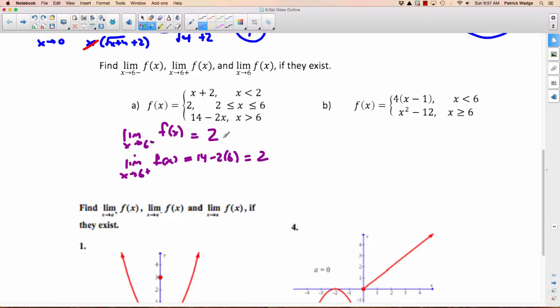Hey, look, they're exactly the same. So what does that mean about the limit of this function as x approaches 6? It means it exists, and what it's equal to is 2. So in all three cases, the answer is 2.